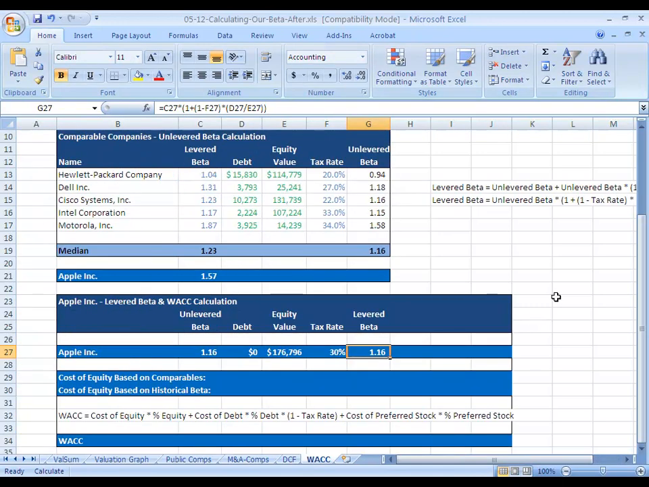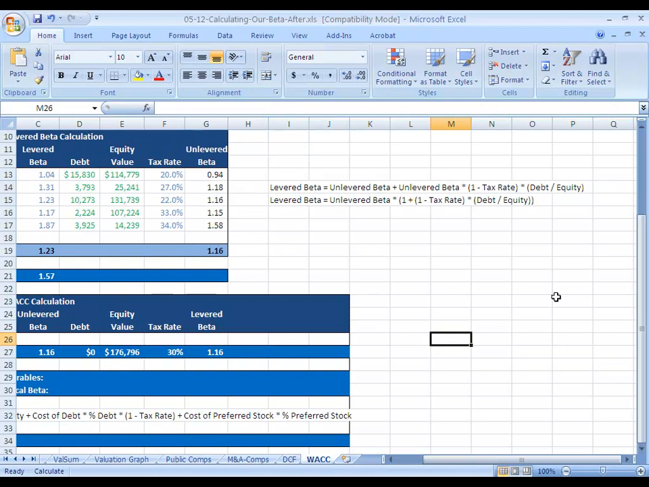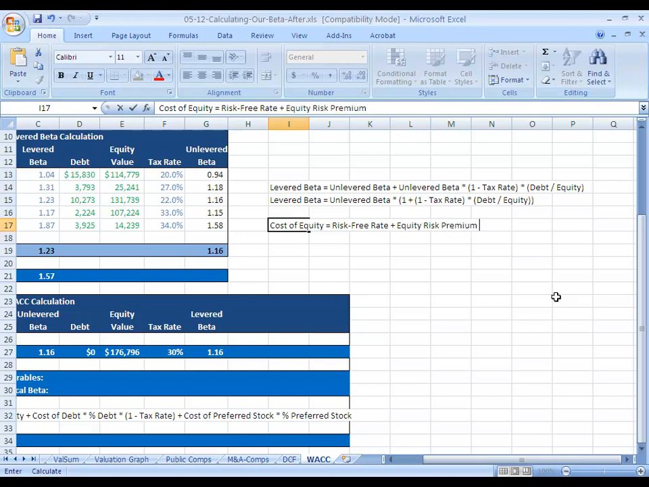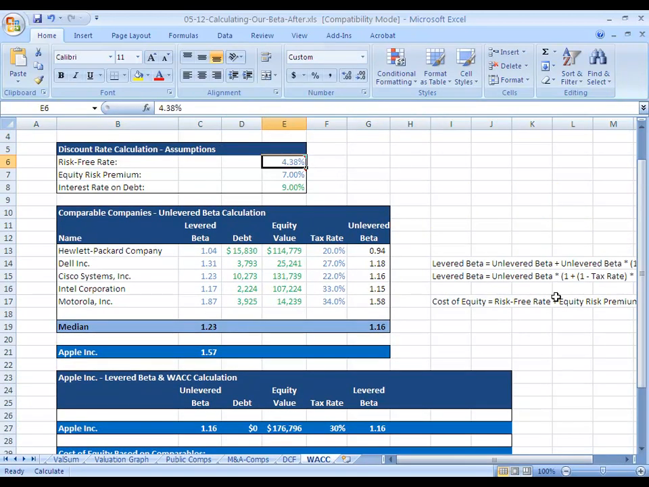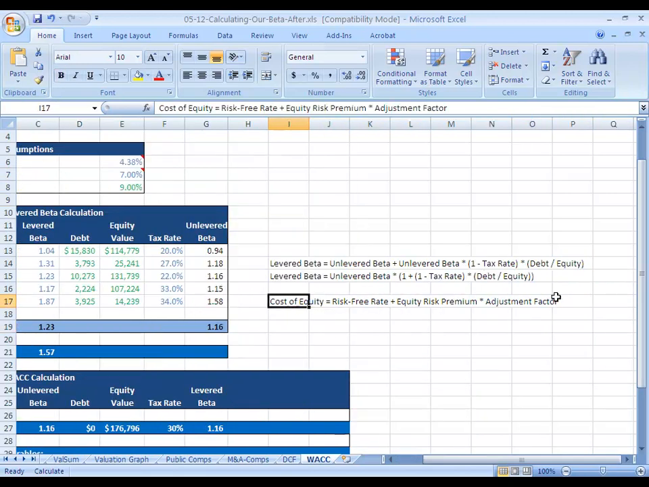So what this now lets us do is the following. Remember from before that the motivation for this, the whole reason why we're looking at beta in the first place, is because for cost of equity, we're going to take what we would get from investing in risk-free or relatively risk-free government bonds, plus the equity risk premium, times the adjustment factor. Now we have the equity risk premium from our assumption here at the top, we have the risk-free rate, and now what this levered beta calculation lets us do is actually figure out the appropriate adjustment factor to use in this calculation.